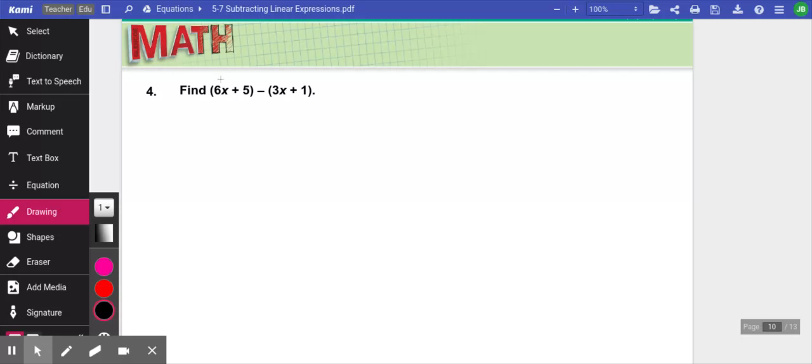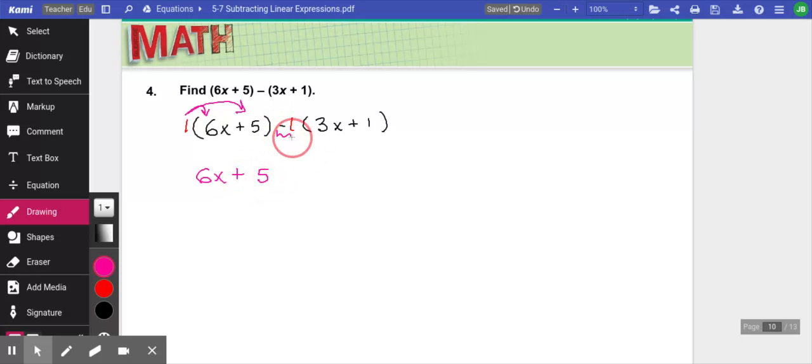Okay, so the way we want to solve this is we want to distribute our ones. So I am going to just rewrite this problem so it is something that I can work with. And let's use a different color so they stand out. So we put in our ones, and we want to distribute. So we have 1 times 6x, 1 times 5, negative 1 times 3x, and negative 1 times 1.